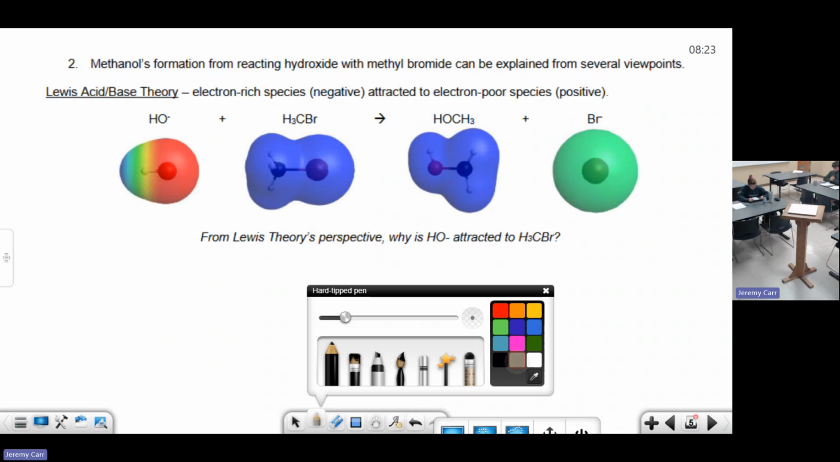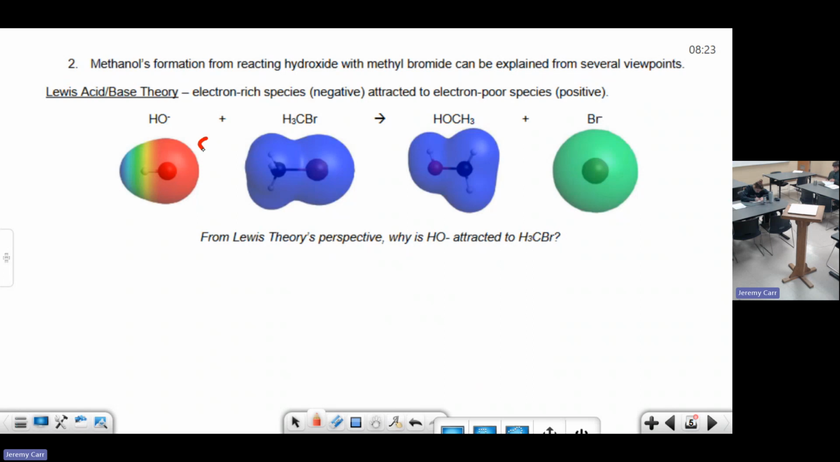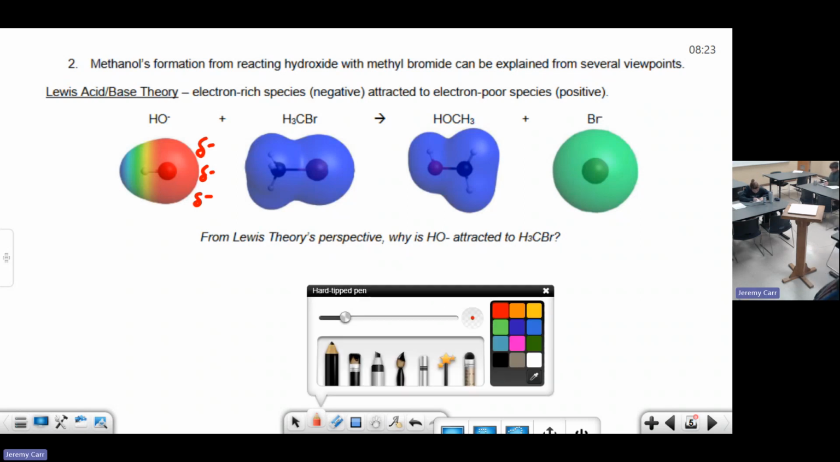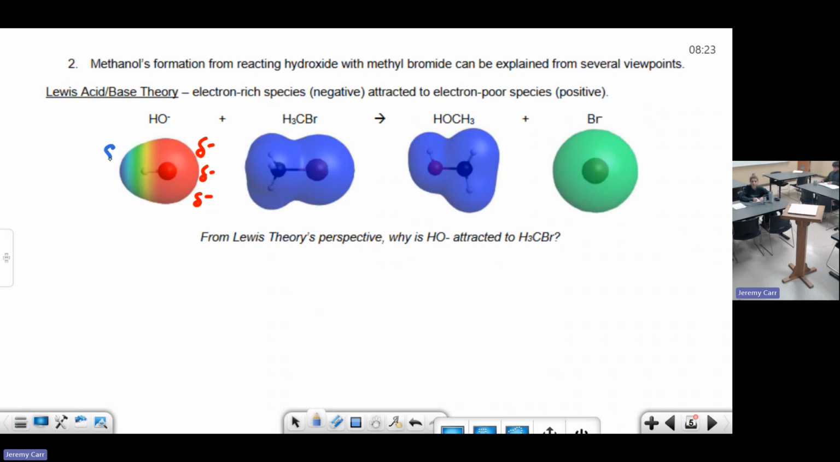But more to the point here, what's important to understand is that if we look at hydroxide, you'll notice that there's sort of this rainbow looking shape right here. And the rainbow is important because remember, if we see red in that electrostatic potential map, think of the alliteration, red is electron rich. So that means it's partially negatively charged. You can kind of think about it from this perspective, right? And then we see the blue on the other side of the molecule. That's telling us that it's electron poor.